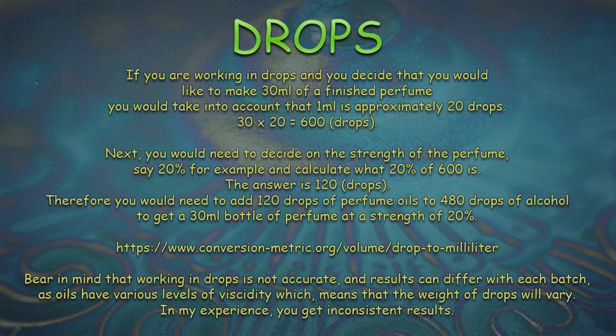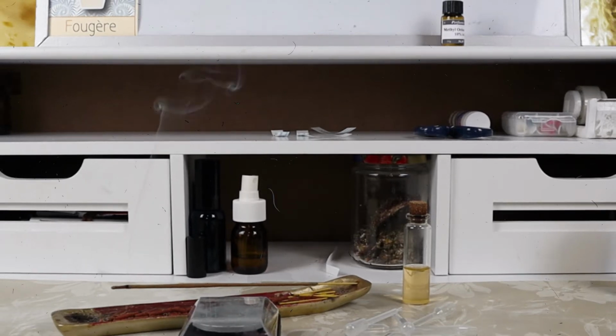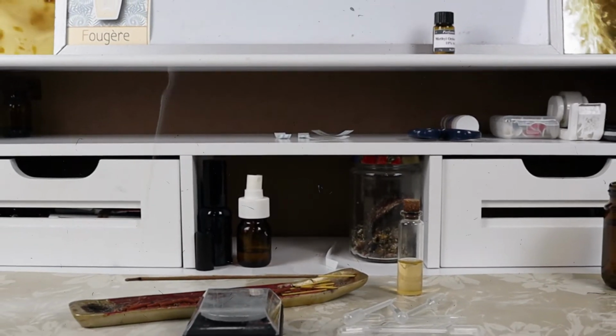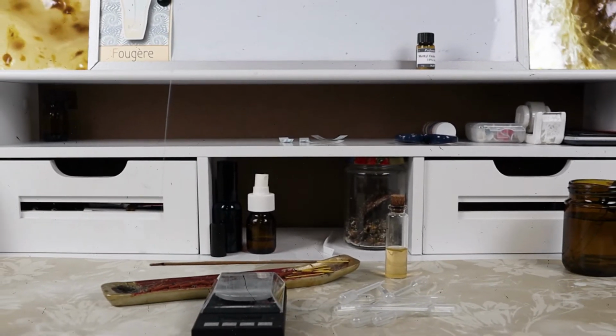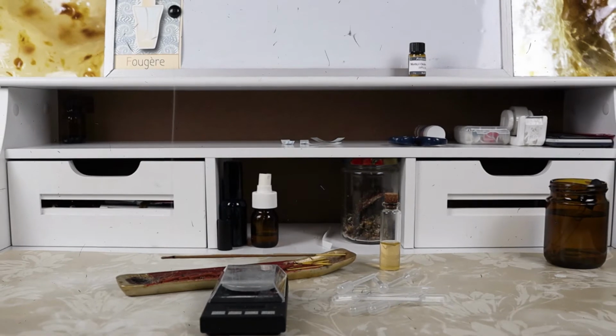If you are working in drops and you decide that you would like to make 30 milliliters of a finished perfume, you would take into account that 1 milliliter is approximately 20 drops. 30 times 20 equals 600. Next, you would need to decide on the strength of the perfume, say 20% for example, and calculate what 20% of 600 is. The answer is 120. Therefore, you would need to add 120 drops of perfume oils to 480 drops of alcohol to get a 30 milliliter bottle of perfume at a strength of 20%.